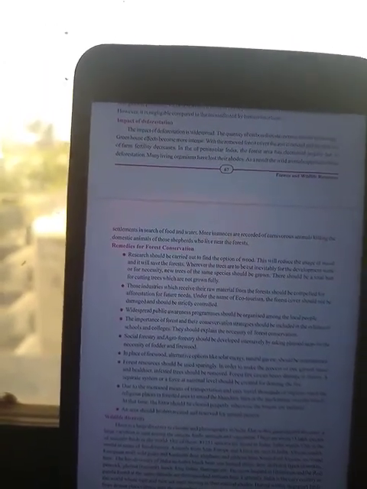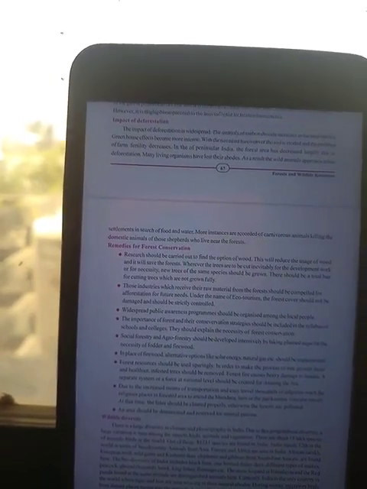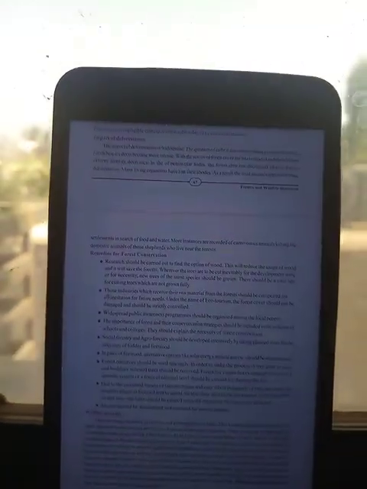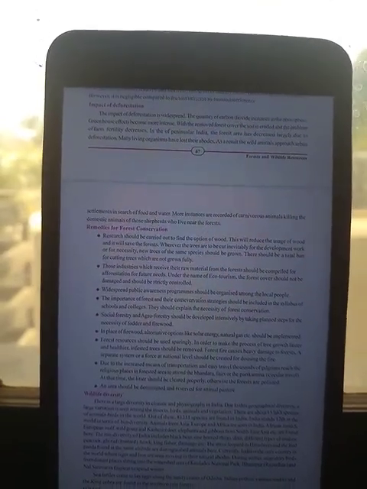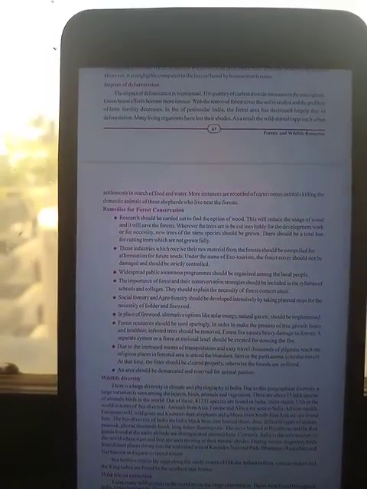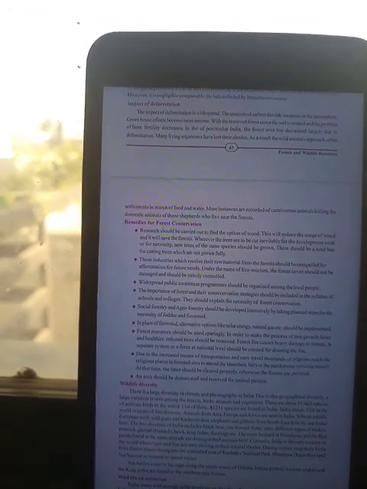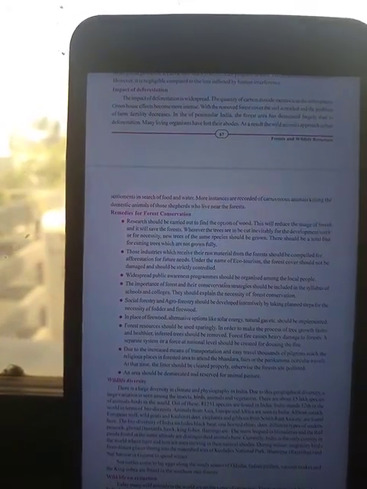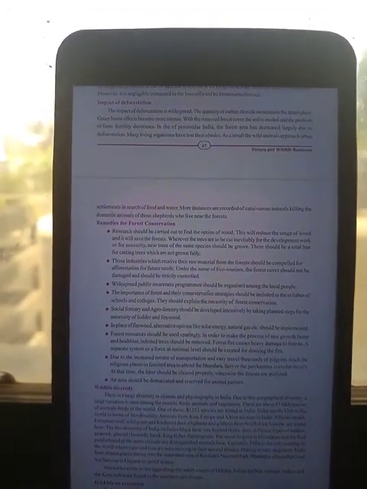If they cut one tree, they have to grow another 5 plants. Like afforestation: deforestation means destruction of forest, afforestation means growing of plants. So the industries, if they are cutting each tree, they have to plant 5 trees, like that. Then the third one, a widespread public awareness program should be organized among the local people.